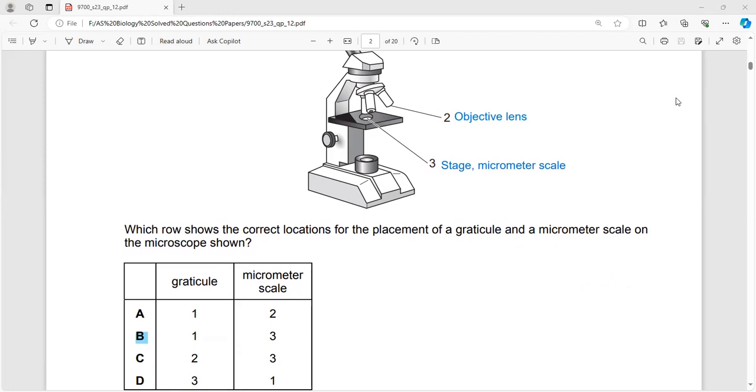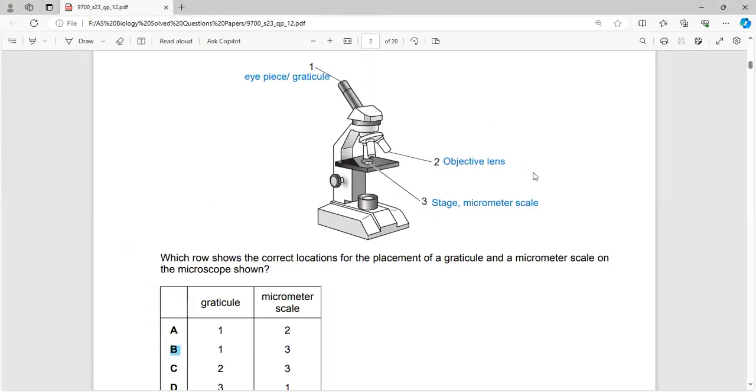So here the question is about which row shows the correct locations of the placement of the graticule and micrometer scale on the microscope shown there. So we can see that the graticule we are placing in the eyepiece, that's number one. And the location of the micrometer scale is number 3. So B is our correct option here.